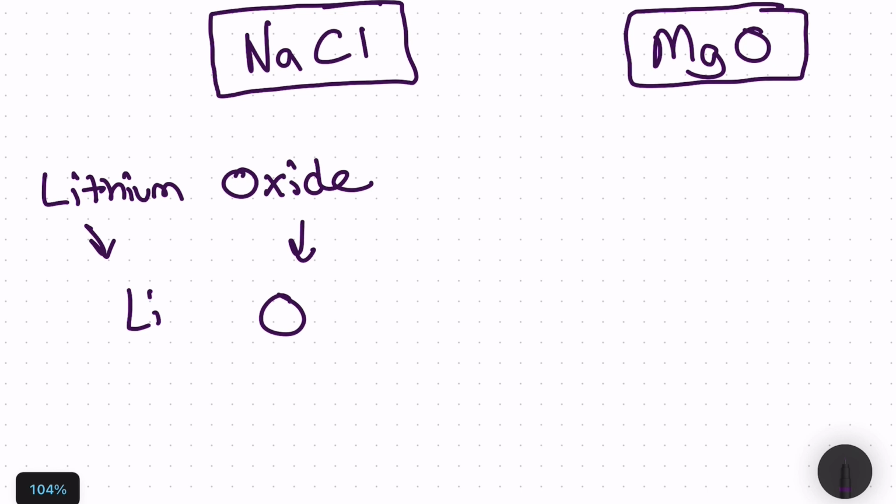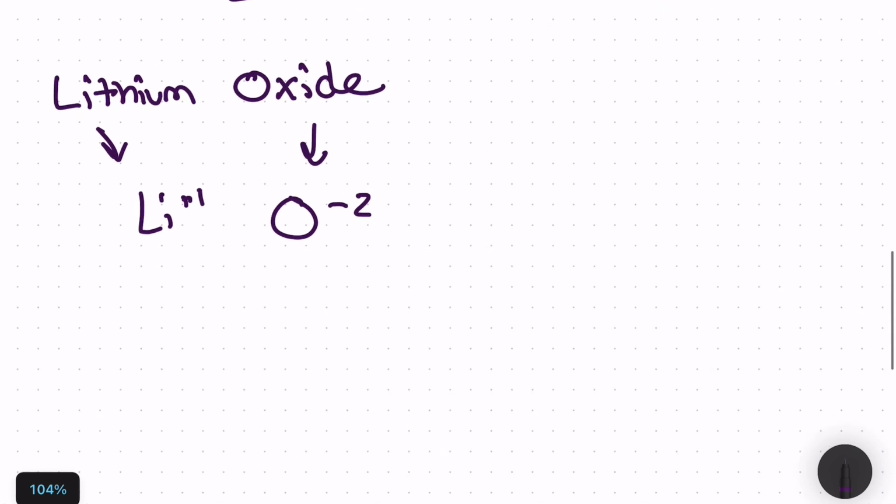If you look this up, you'll find out that lithium has a positive 1 charge, and oxygen, or oxide, in its oxide form has a negative 2 charge. Remember, use your ion sheet to figure this out. So you have lithium here with a positive 1 and oxide with a negative 2. Step 3, we're going to use math to balance the charges.